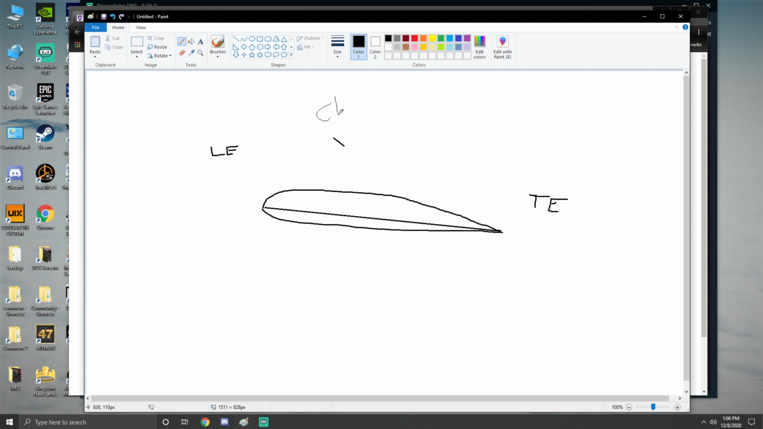Chord is like a guitar chord, C-H-O-R-D, chord line. It's imaginary, it's not a real thing. But the way the chord line works is how we measure angle of attack, which I'm sure you've all heard of, particularly if you're into combat flight simulators like DCS.